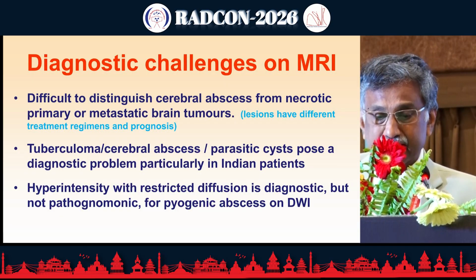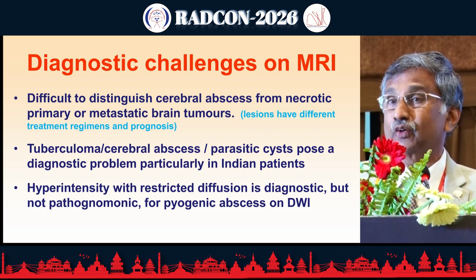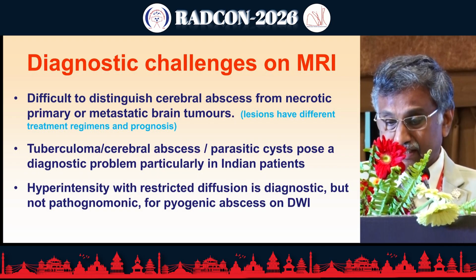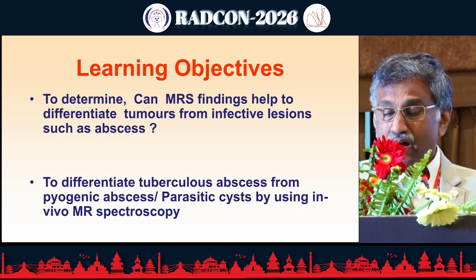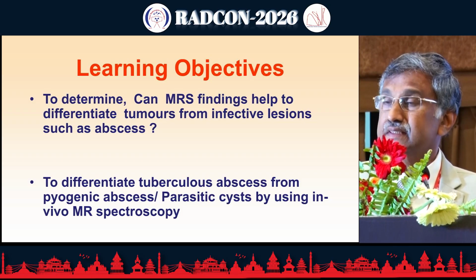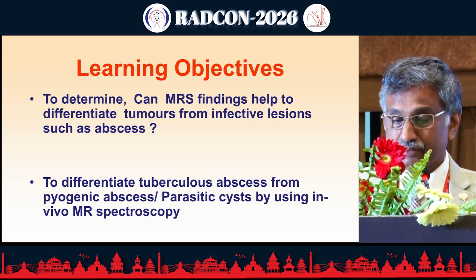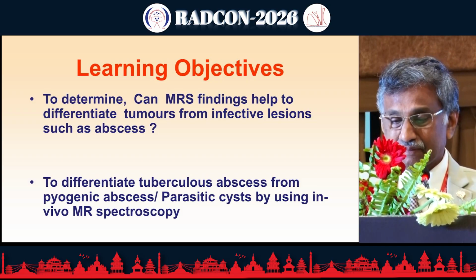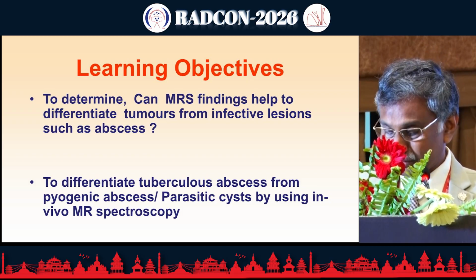Hyperintensity with restricted diffusion is diagnostic, but not pathognomonic; sometimes even a pyogenic abscess can show diffusion changes. So the learning objective today is to determine how MR spectroscopy can help differentiate tumor from infective lesions such as abscess, and tuberculous abscess from pyogenic abscess, which the previous speaker Amarnath already talked about, and to differentiate pyogenic abscess from parasitic cyst using MR spectroscopy.